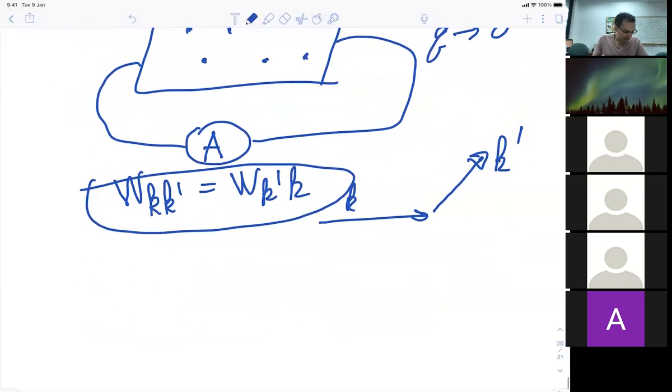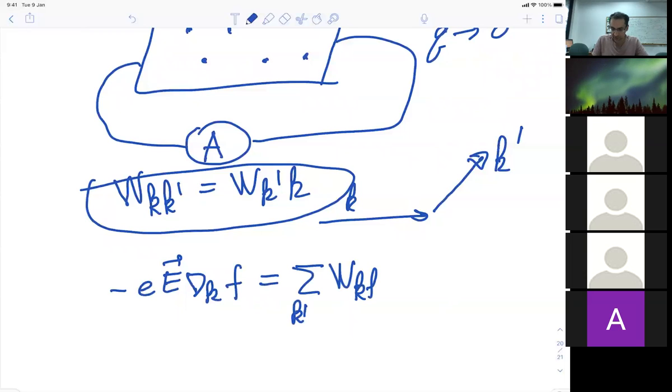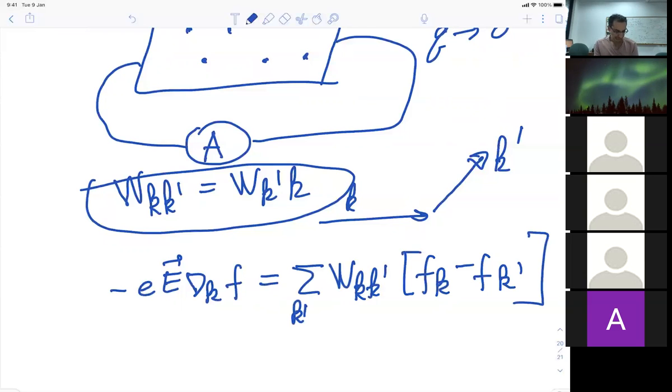So in this case, what we are left with is the equation minus e times electric field, gradient in the k space acting on the distribution function, is equal to the sum over k prime W k k prime, and what is left there is f_k minus f of k prime. So this is the simplification of the Boltzmann equation.